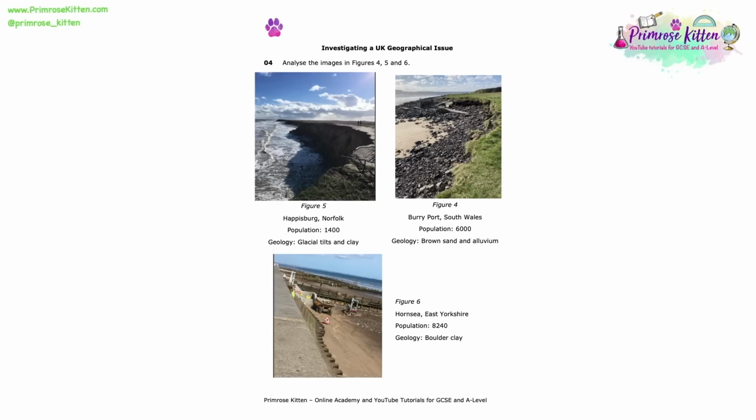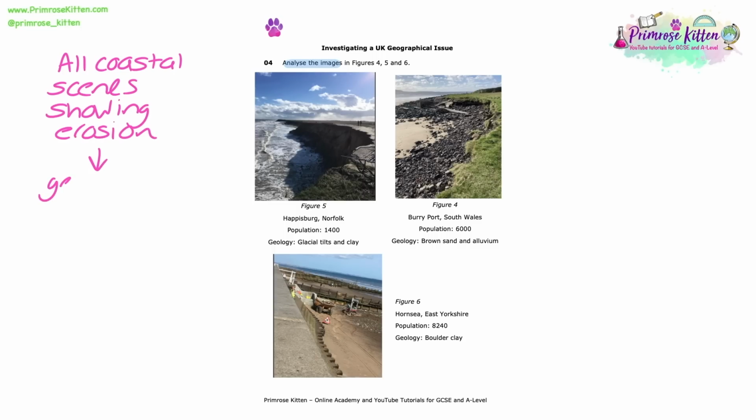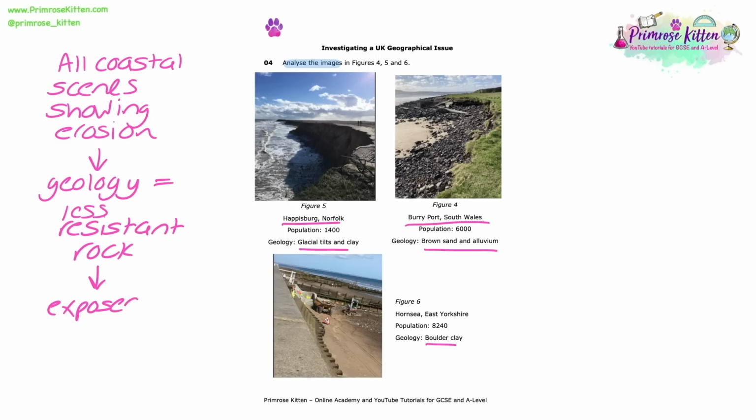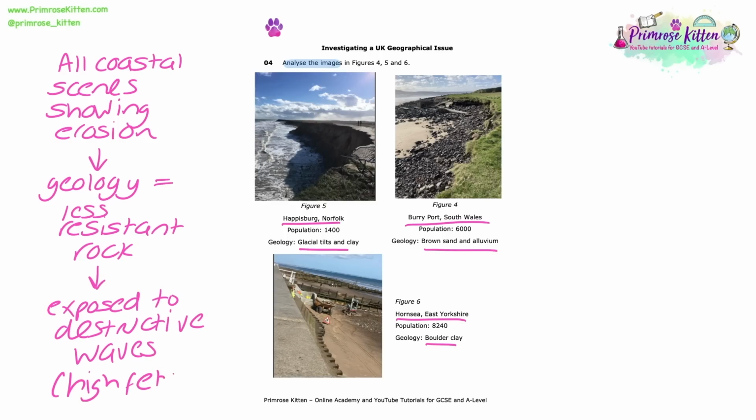Question 4. Analyse the images in figures 4, 5 and 6. Studying the images, we can see that we have 3 coastal scenes, all showing signs of erosion. The information provided about the geology of each location suggests the presence of a less resistant rock. The exposure of this rock to destructive waves on areas of the coastline where there is high fetch would explain this erosion.